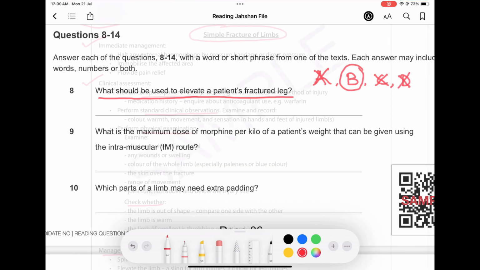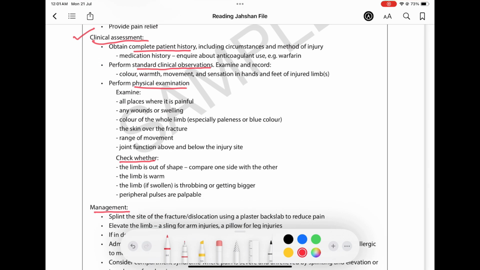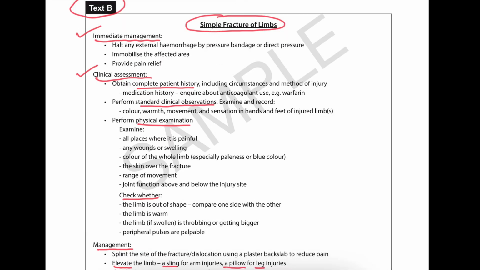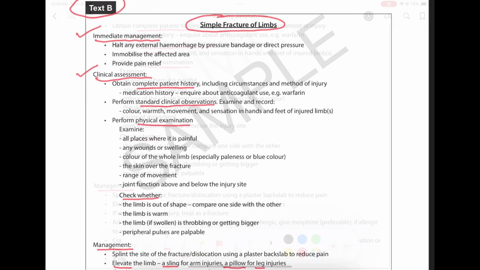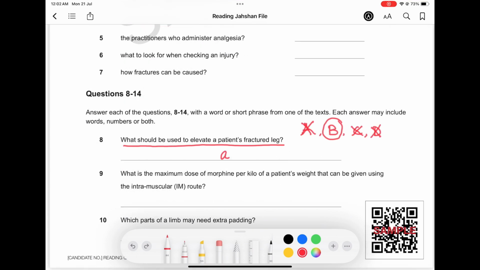So let's go into the text. In text B, there are three subheadings: immediate management, clinical assessment and management. So it cannot be in immediate management or clinical assessment. So it can be in the management part. We don't have to read all of the management. We just have to look for the word elevate. Elevate the limb with a sling for arm injuries and a pillow for leg injuries. So now we have got our answer: it's a pillow for leg injuries. So this is how we can find our answer by scanning.